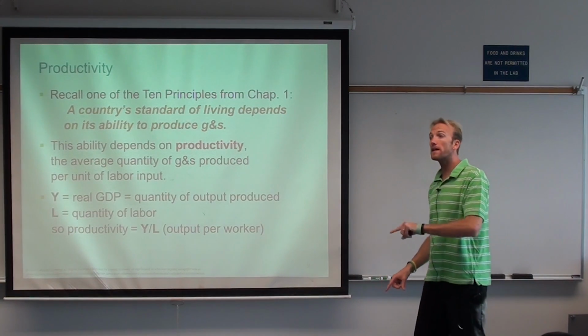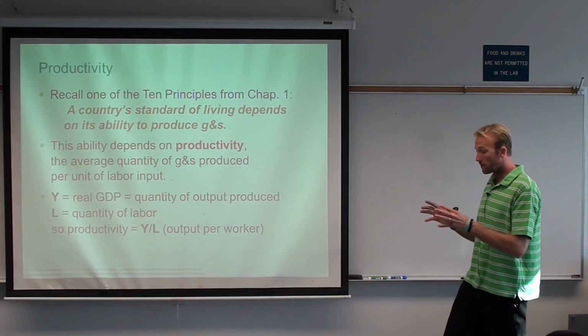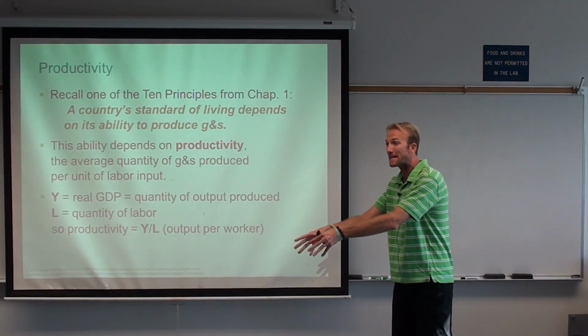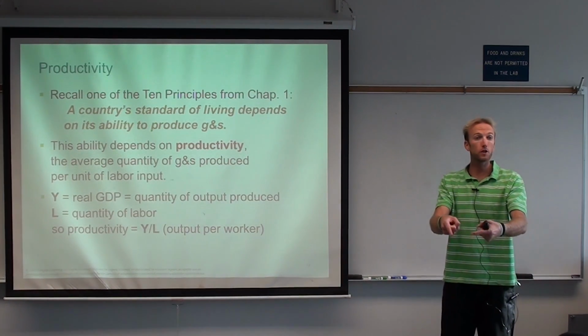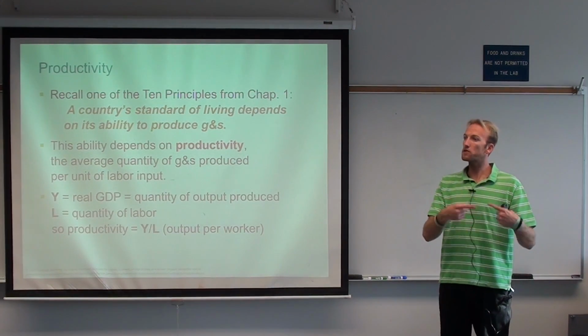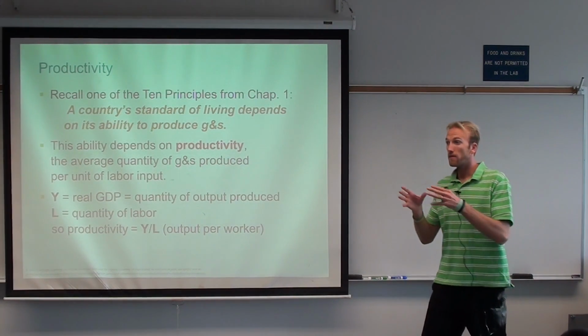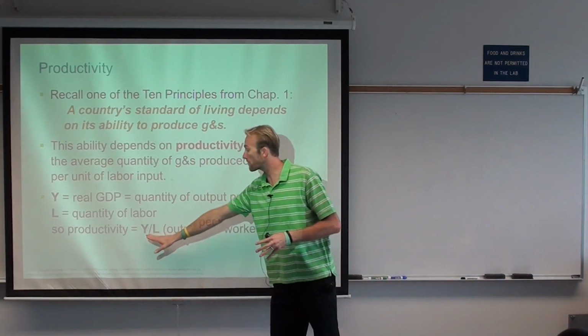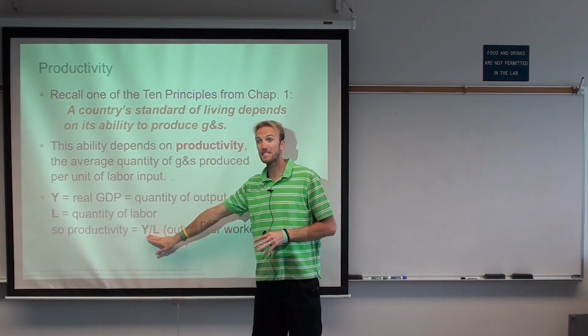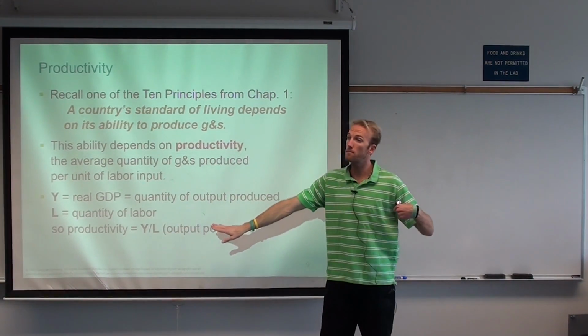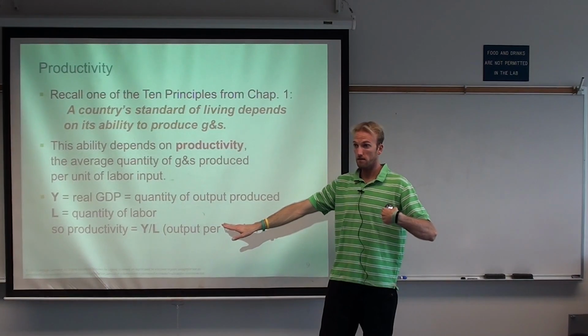And you want to know what? It just so happens that how much stuff the average worker is making is exactly equal to how much income the average worker is getting, right? The amount of stuff the average worker is making is exactly equal to the amount of income the average worker is getting. Okay?